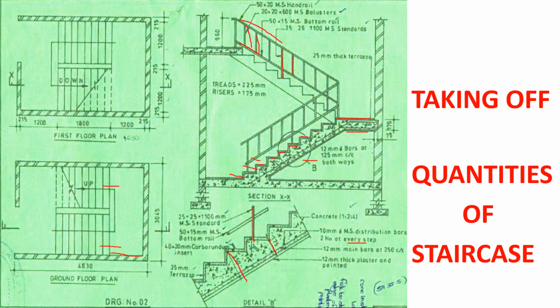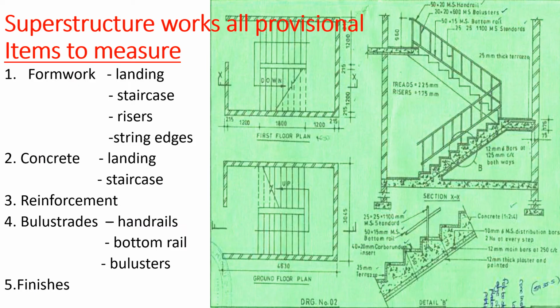So we are going to take off the quantities of the staircase starting from formwork up to the finishes. Now let's list down the items that we need to measure before we take off the staircase. So item number one is formwork.